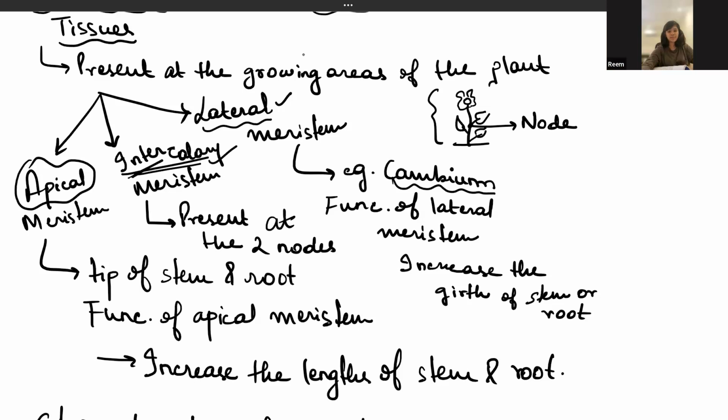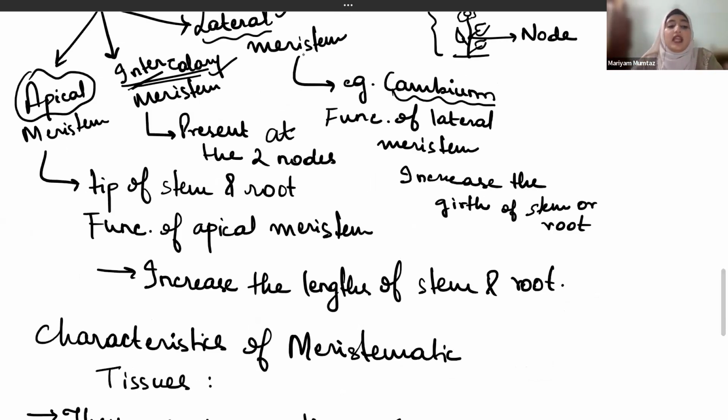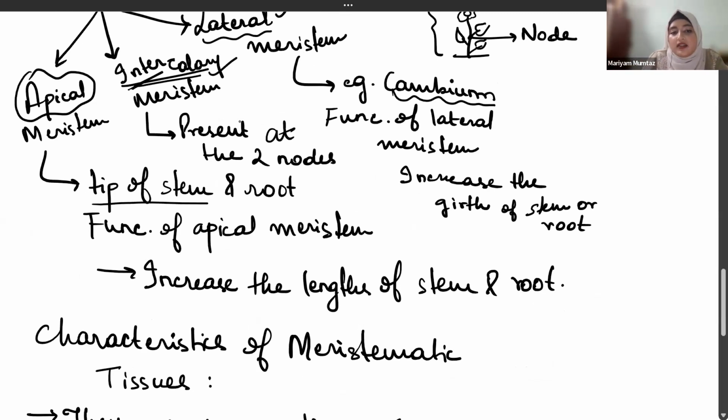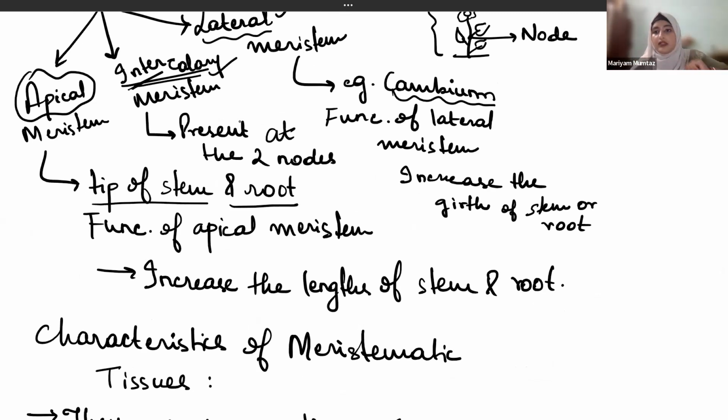Very good. Now let us talk about the apical meristem. As I told you, the apical meristem is present at the apex. Most importantly, it is present at the shoot tip, meaning the tip of the stem, and the root tip, meaning the tip of the root. So what is the position of apical meristem? Tell me, what is the position? At the tip of the shoot and the root to make the plant grow.